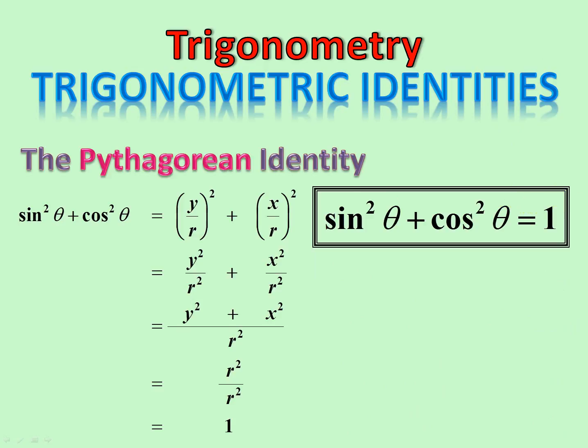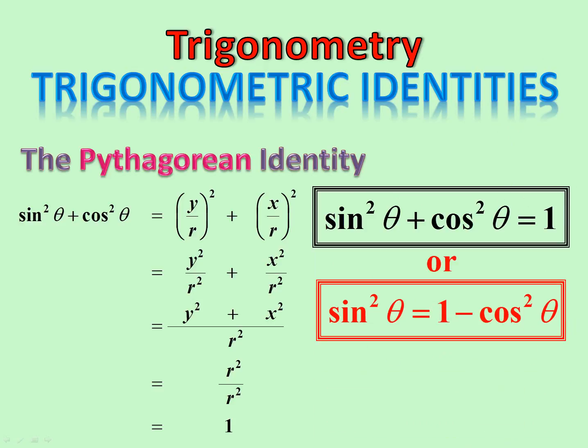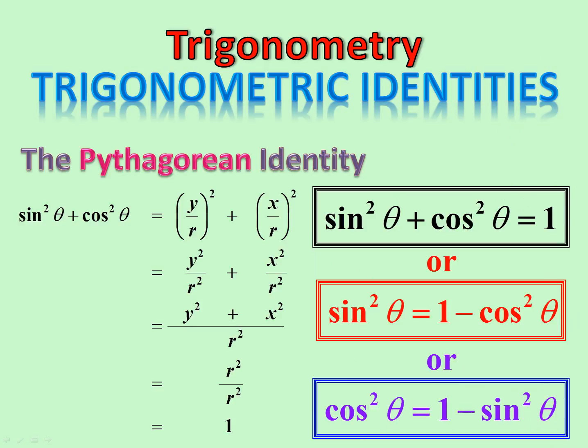Now that can be adjusted and used as a fundamental identity. We can write sine squared equals 1 minus cos squared, or cos squared equals 1 minus sine squared. Any one of those three can be used without having to give a reason.